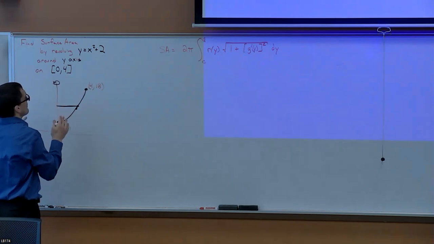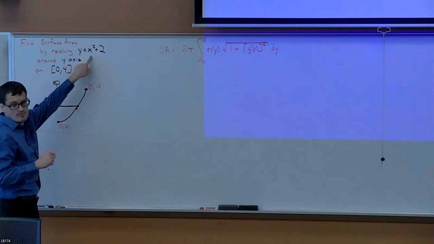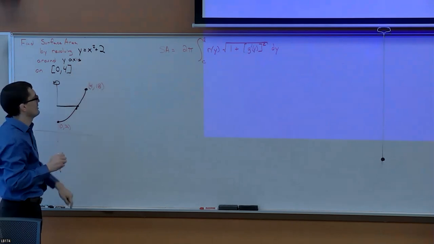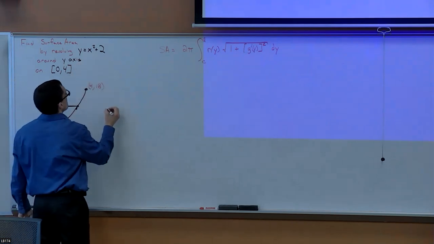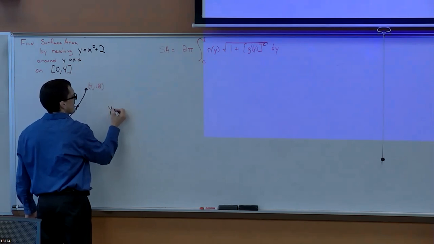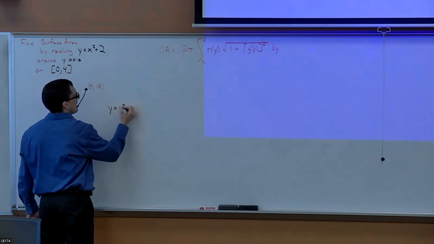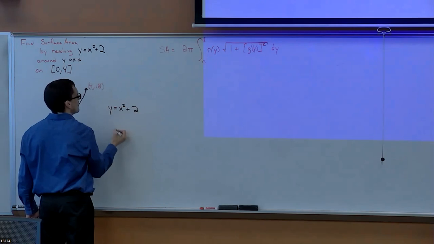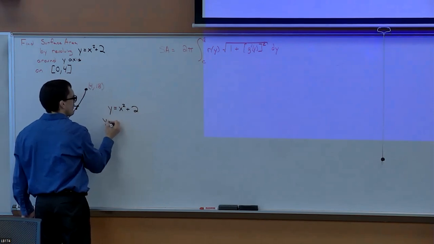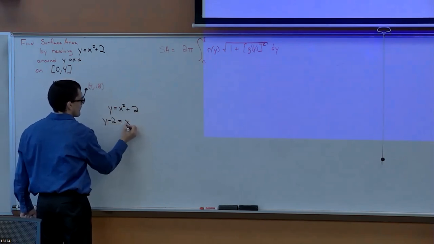In this example, that's okay to do, because I can take y equals x squared plus 2 and solve that for x.